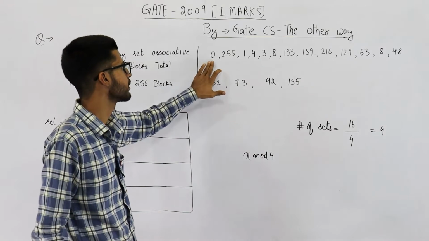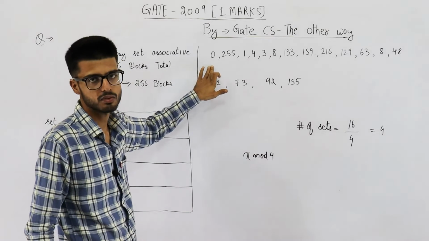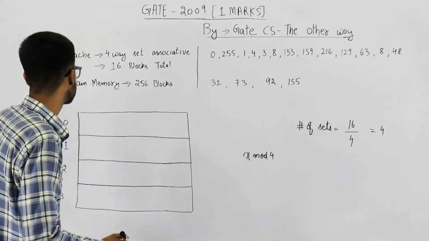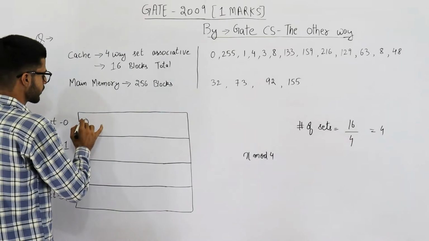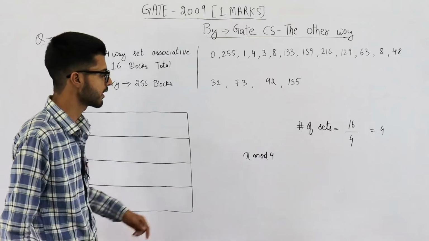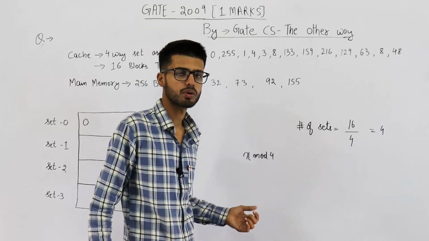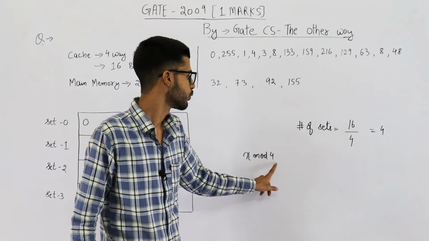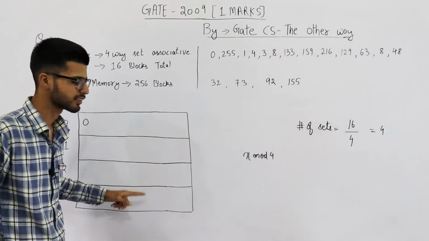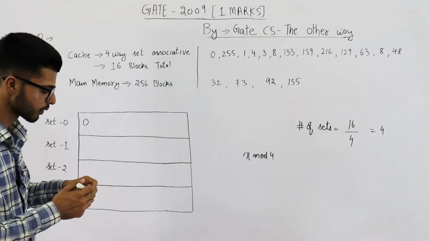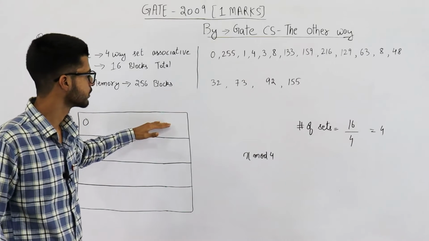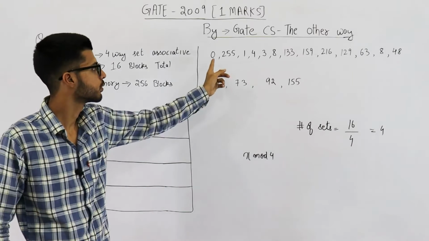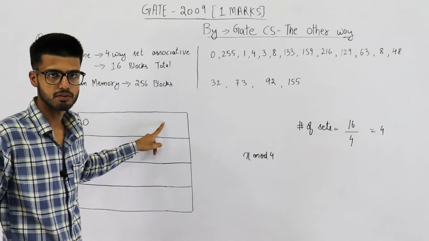This is block number 0. The first access is to block number 0. It will be placed in set number 0. How do I know that? Formula is x mod 4. X is the block number that you want to access, and 4 is written because we have only 4 sets. Look, block number 0 will be mapped onto set number 0.